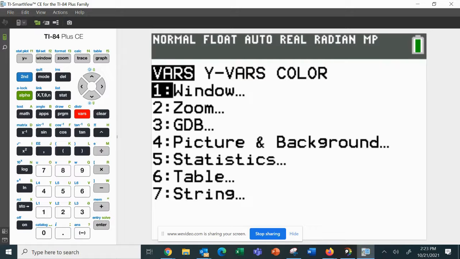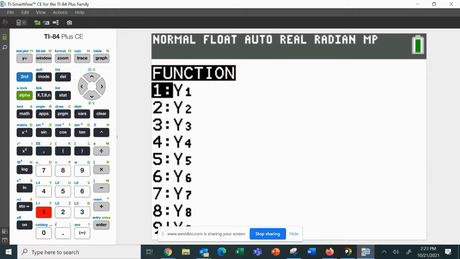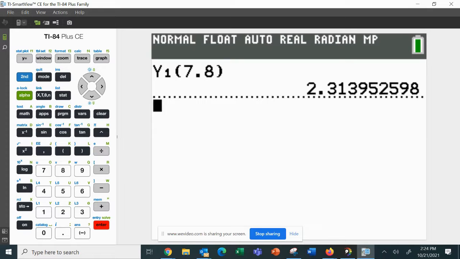Then I'm going to go over to y vars, and we're going to choose function, which is number 1. You can either click 1 or enter. I typed the equation into y1, so I'm going to choose y1, or number 1, and it's going to show in my calculation screen. Now we're going to open a parenthesis, 7.8. This is saying f of 7.8 as long as the function is in y1. Enter. And I didn't have to type the 7.8 into the equation. It did it for me.